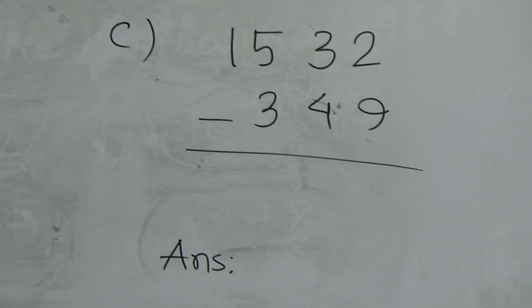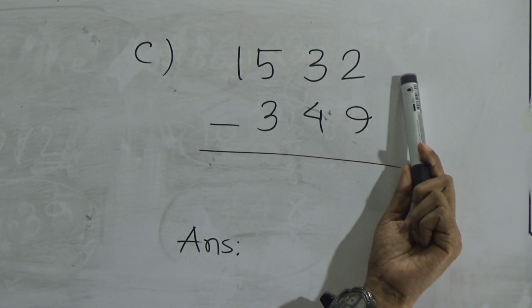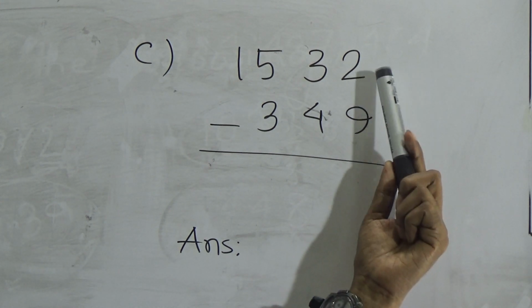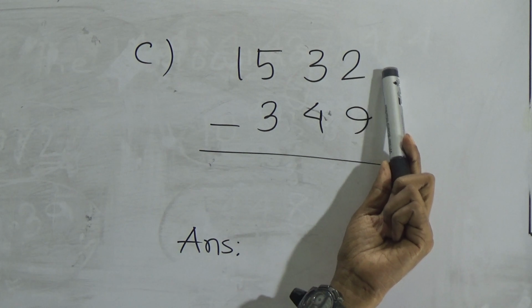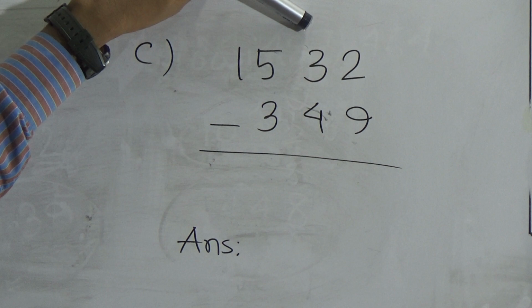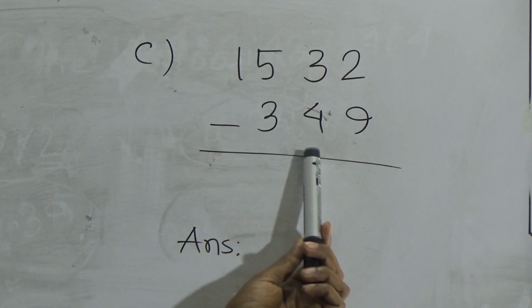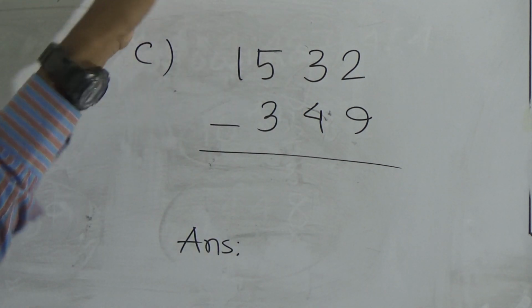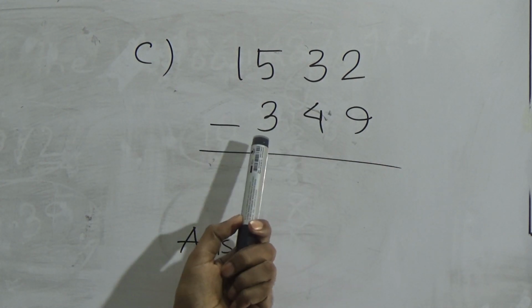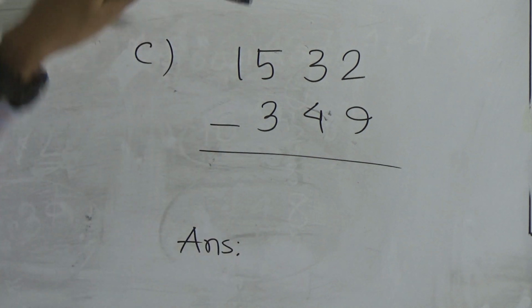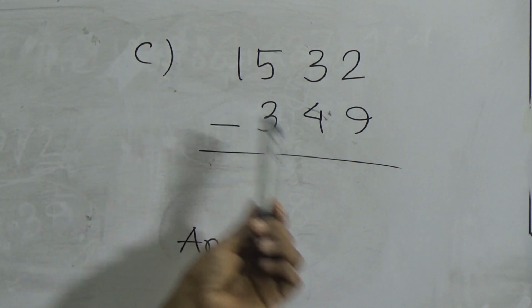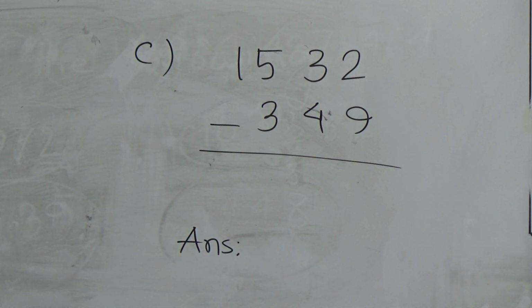Now you see question number C. Again you see this is 2 and this is 9. As this is smaller than 9, you consider 2 as a 12. Again see, this is 4 and this is 3. So we cannot subtract 4 from 3. So you consider 3 as a 13. Again see, this is 3 and this is 5. As 5 is greater than 3, so no need to consider.